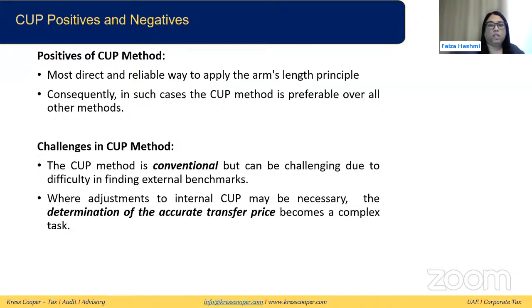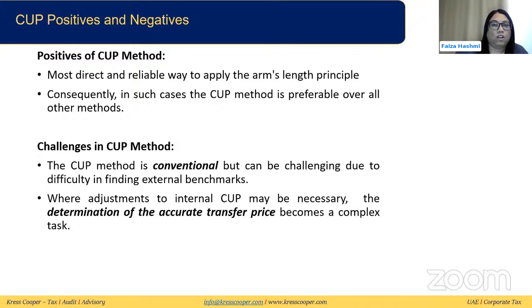Now, in case of internal CUP, it could be that it's not as simple as that you are selling the same product to the third party. It might be that there are certain adjustments required. It could be very simple adjustments. It could be that maybe the third party is buying from a lot of suppliers, so it is buying in small quantities, and the related party is buying in bulk quantities, and you have bulk quantity discounts. So obviously you need to make the adjustment for that. So it might be as simple as that, or it might be more challenging.